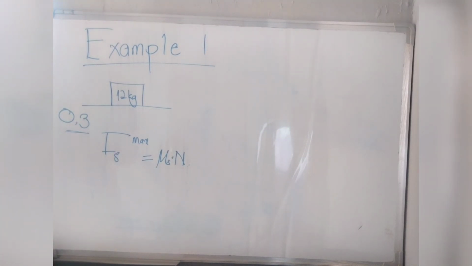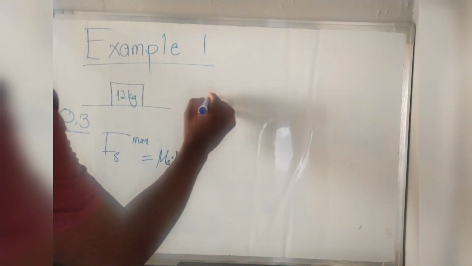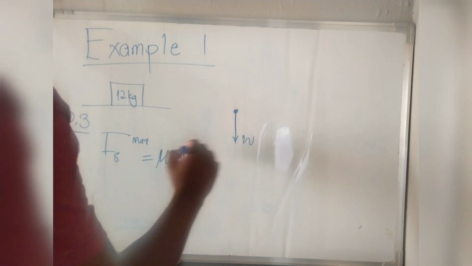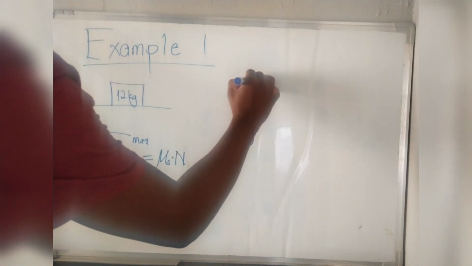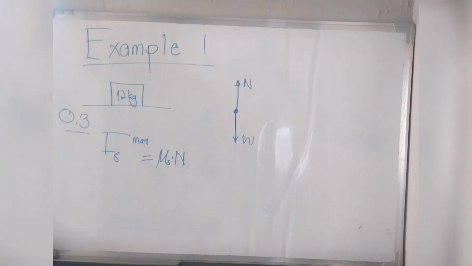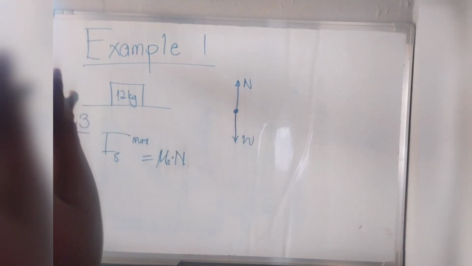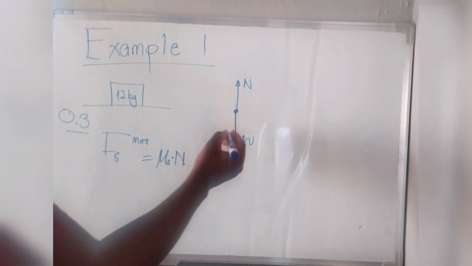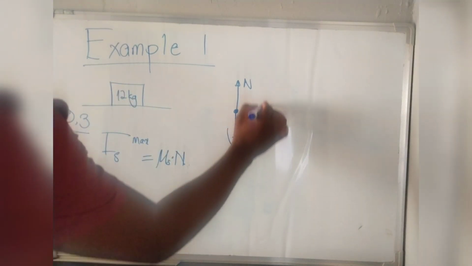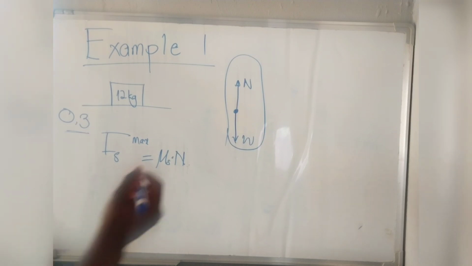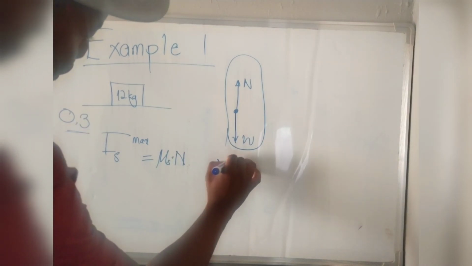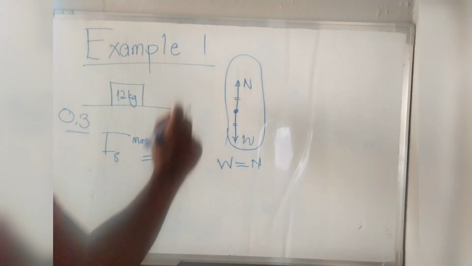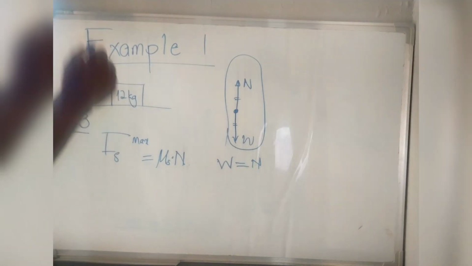So how do you get the normal force? Let's draw a free body diagram of what we have here. We have the weight going down like this, and the normal force going up like this. In this instance there is no horizontal force acting because it's not moving, it's at rest. Our concern will be vertical motion. So the weight will be equal to the normal force, because they are balancing each other out.